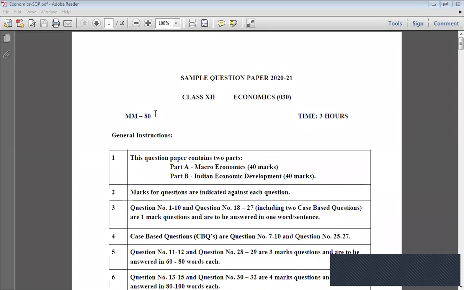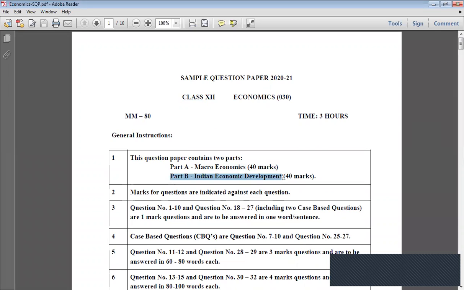So this is your Economics sample paper 2021. You can see the total mark is 80. In your grade 12, you will be having two parts: Macroeconomics as part A and part B as Indian Economic Development.